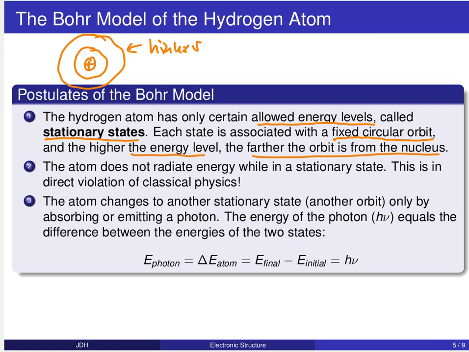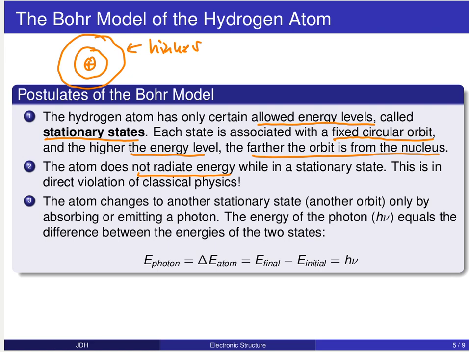And Bohr postulated then that as long as an atom is in one of these stationary orbits, it does not radiate energy. Now, this is in direct violation of classical physics. If you have a charged electron moving around a charged nucleus, we would predict energy constantly being given off. But Bohr is saying that simply can't be allowed. We're going to set a postulate out there saying that as long as you're in one of these fixed allowed orbits, then energy is not being released.